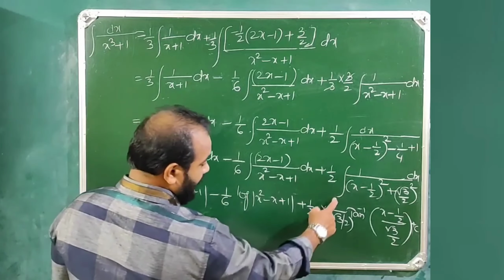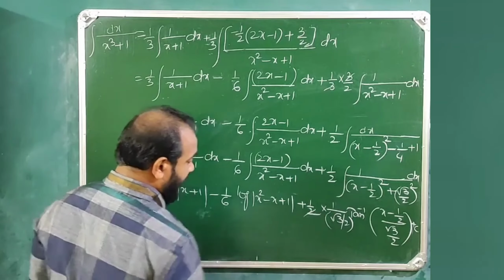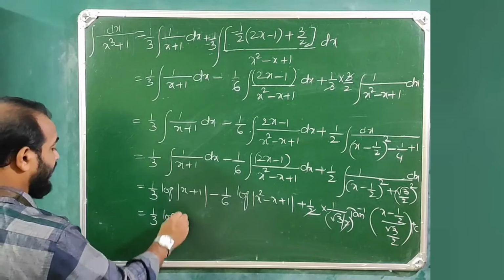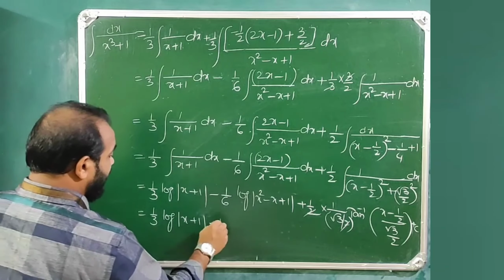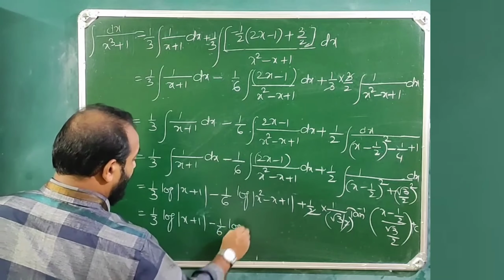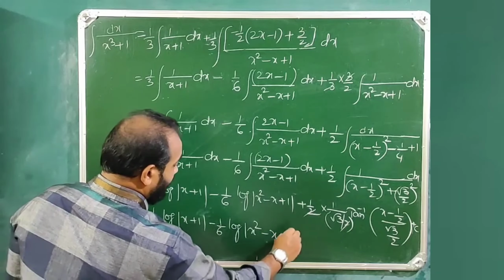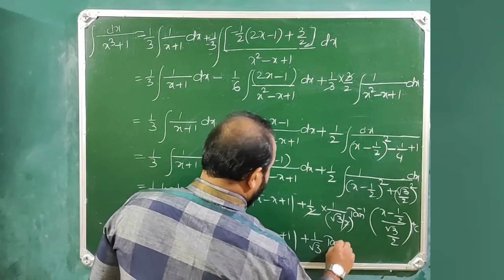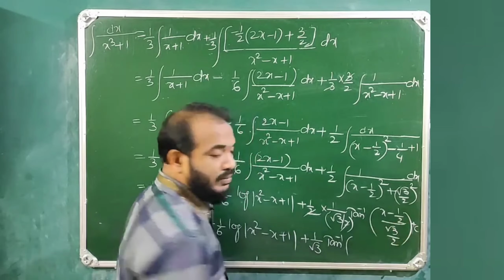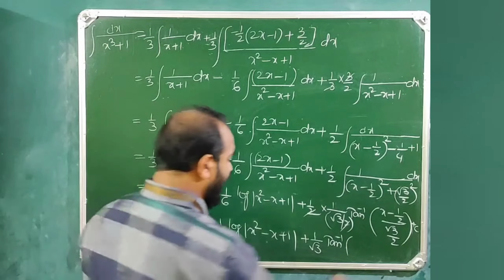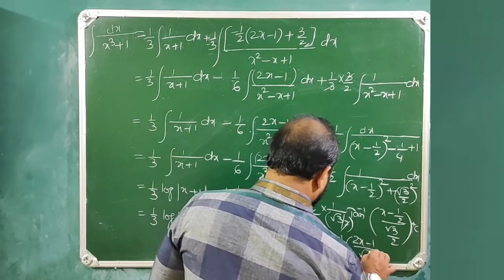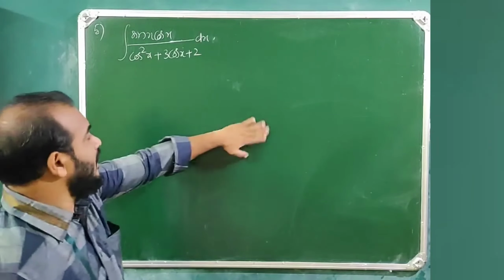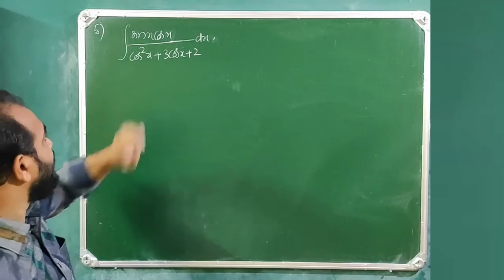So here 1 by root 3 by 2 is 2 by root 3. 2 gets cancelled. Therefore the final answer we get is 1 by 3 into log mod x plus 1, minus 1 by 6 log modulus of x square minus x plus 1, plus 1 by root 3 tan inverse of 2x minus 1 by 2 by root 3 by 2. 2 gets cancelled. 2x minus 1 by root 3 plus constant of integration c. So this is the last question from this exercise 6e.